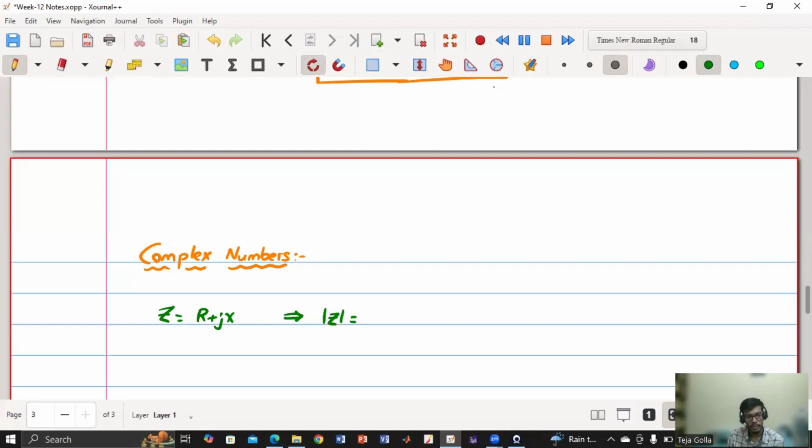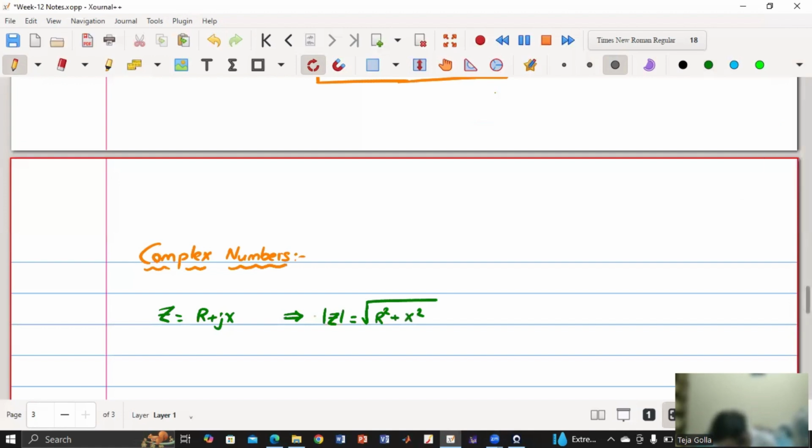What will be the magnitude of Z? Z is a complex number, R plus JX. So what will be the magnitude of Z? R square plus X square, square root. Yes, you are right. So it is square root of R square plus X square.